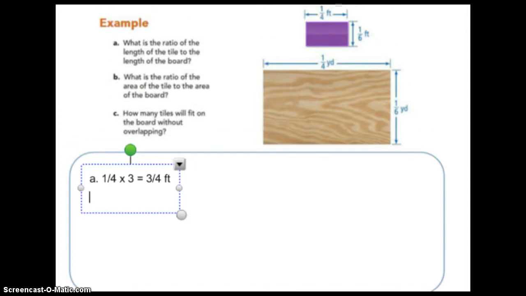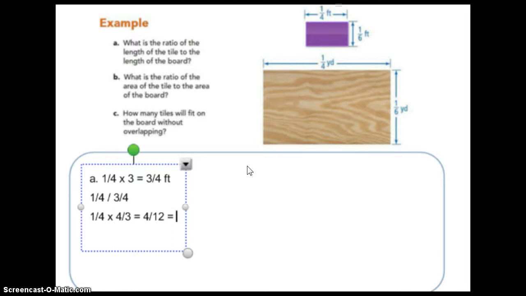Now that we know that the board is 3/4 of a foot long, we can create our ratio. The ratio is going to be the length of the tile to the length of the board. So we know the length of the tile is 1/4 of a foot, and we know that the length of the board is 3/4 of a foot. So our ratio is 1/4 to 3/4. Well, this is a complex fraction, so in order to simplify it, we're going to flip the second fraction and multiply. So it's 1/4 times 4/3, which equals 4/12. We can simplify that by dividing each of those by 4. 4 divided by 4 is 1, and 12 divided by 4 is 3. So the ratio of the length of the tile to the length of the board is 1/3.